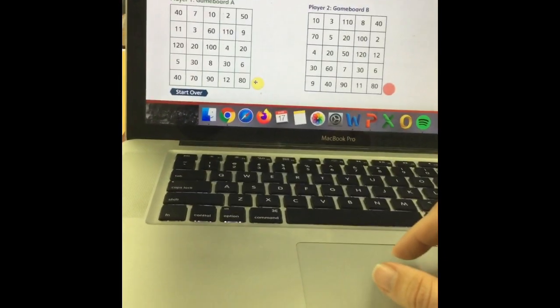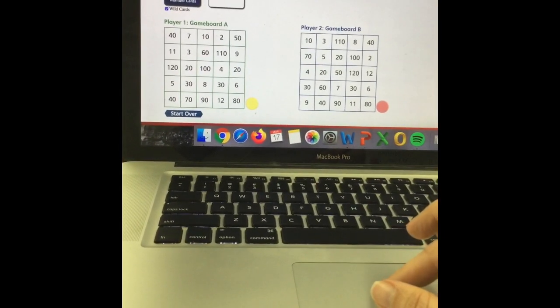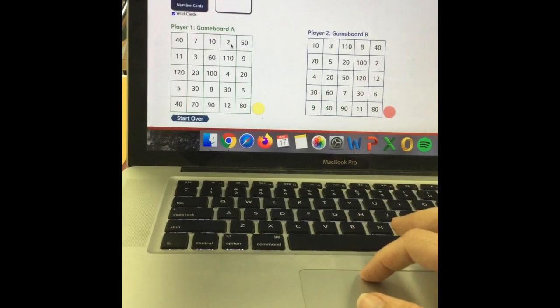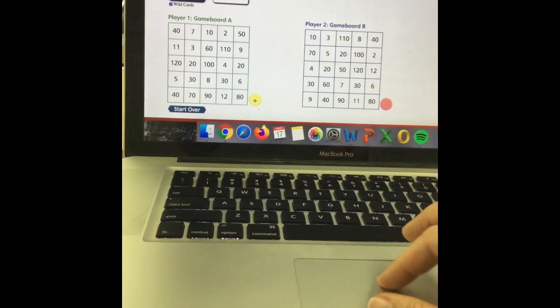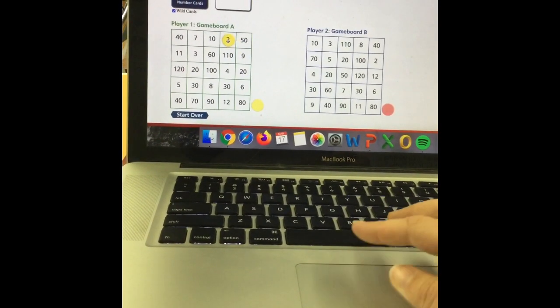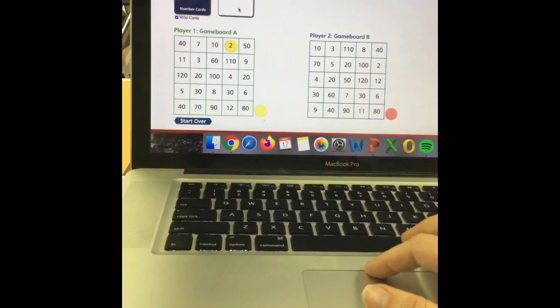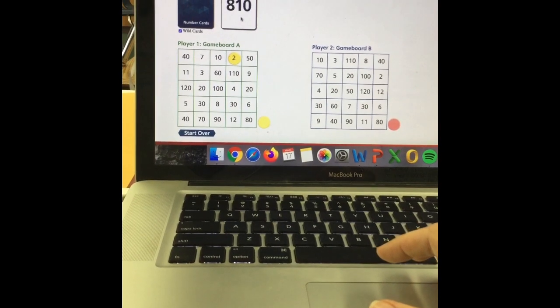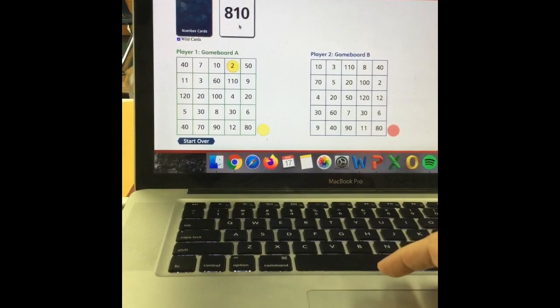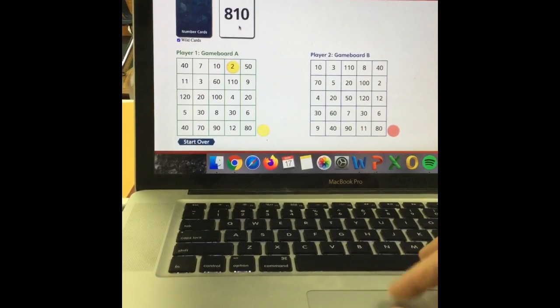Well, first I know that when a number ends in 0, it's an even number. So I know 2 will be a factor. So I'm going to drag it here. And I'll keep dragging on every factor that works for 810. Remember, a factor is one of the numbers you multiply another number against to get an answer.